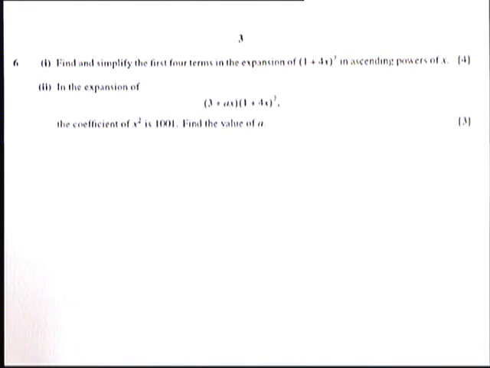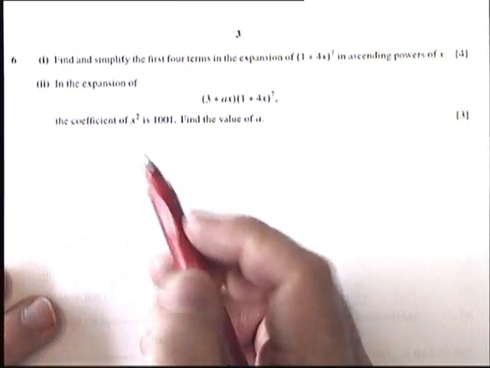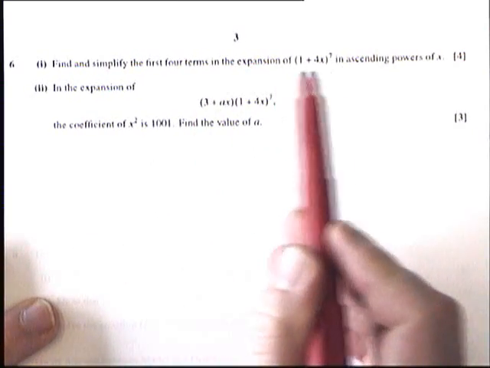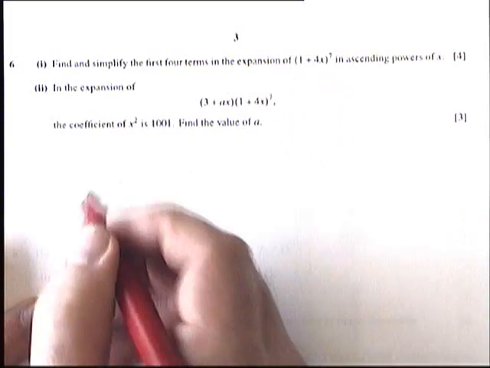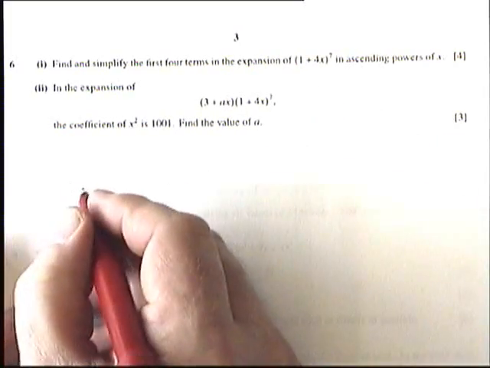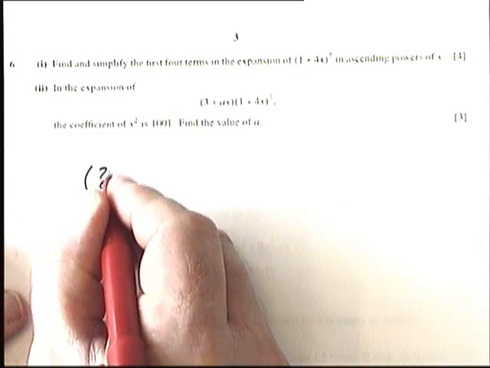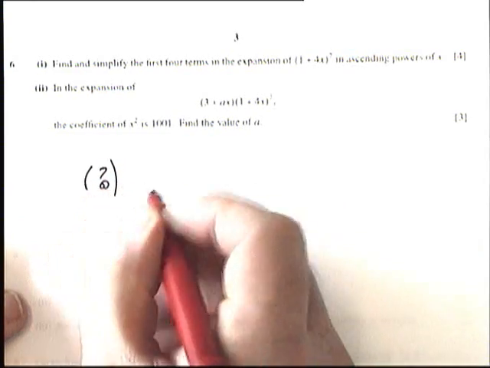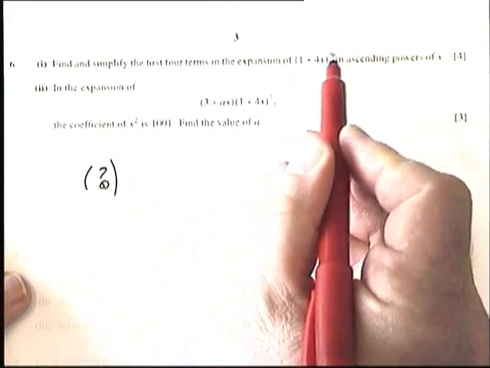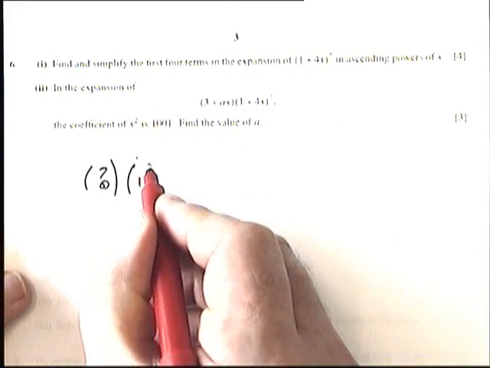Okay, question 6 on the OCR paper, January 2007. First of all, we have to expand this expression here. So let's start off. Now the expansion is 7C0, and then it's this term to the power of 7, 1 to the power of 7, and it's this term to the power of 0.